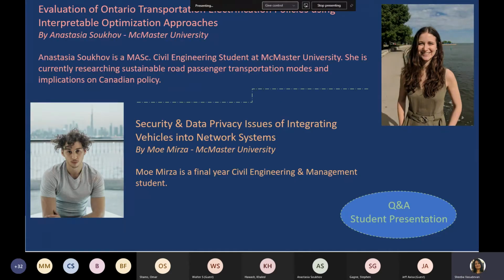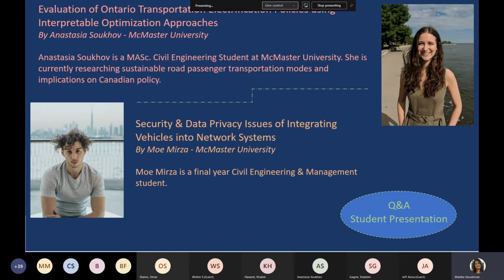Today's speaker event will be divided into two parts. The first part will include two student presentations made by students from McMaster University. The first will be on evaluation of Ontario transportation electrification policies using interpretable optimization approaches, presented by Anastasia Surkov. The second will be on security and data privacy issues of integrating vehicles into the network systems, presented by Mo Mirza. After both presentations, we will open the floor to questions.